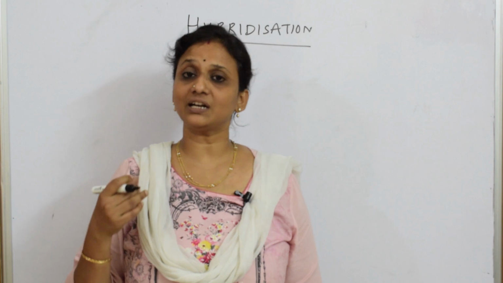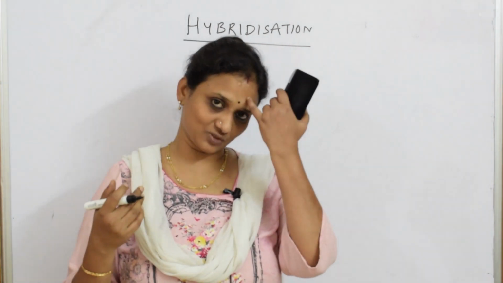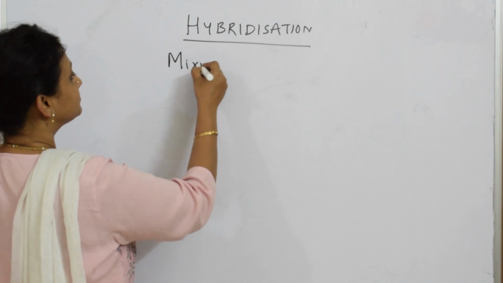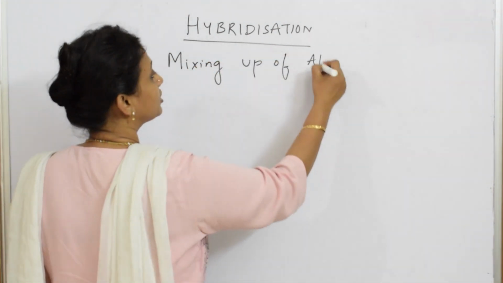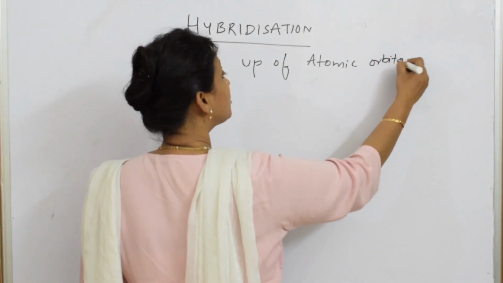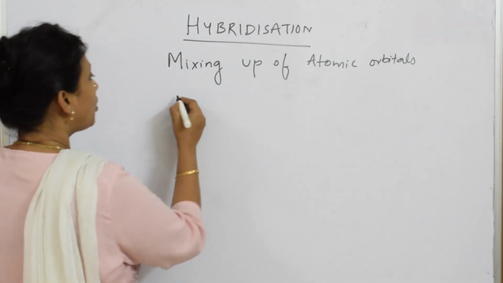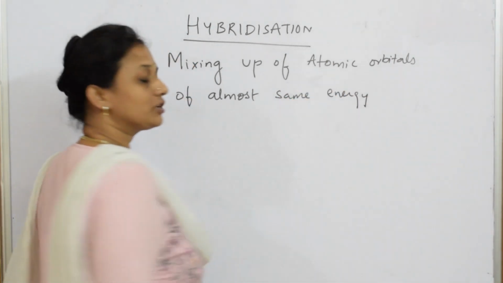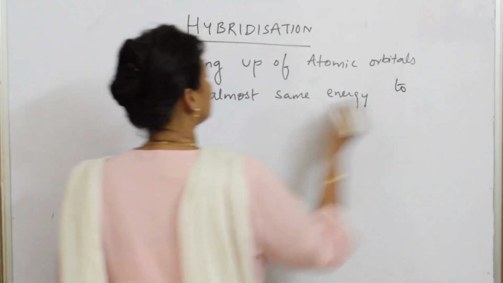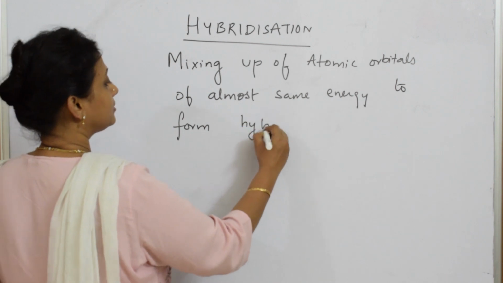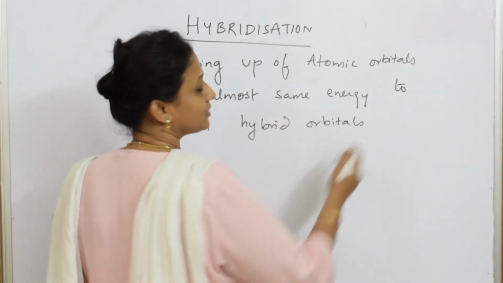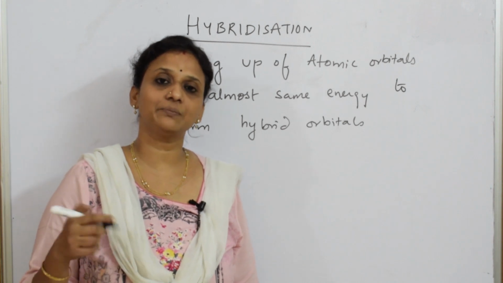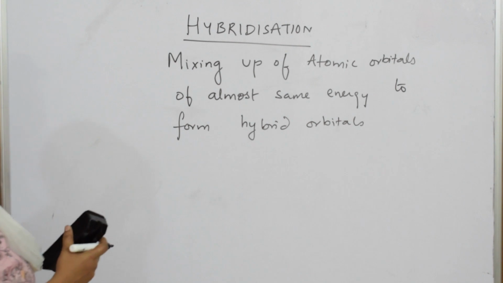Now I'm speaking in terms of atomic orbitals. So the hybridization process is the mixing up of atomic orbitals of the same atom, of almost the same energy, to form hybrid orbitals. In normal language, it is the formation of new orbitals. So two atomic orbitals mix up to form a new hybrid orbital, which I'll be showing you. So note the definition for hybridization.